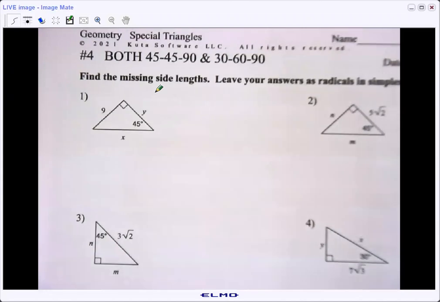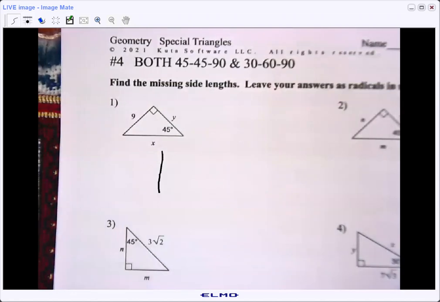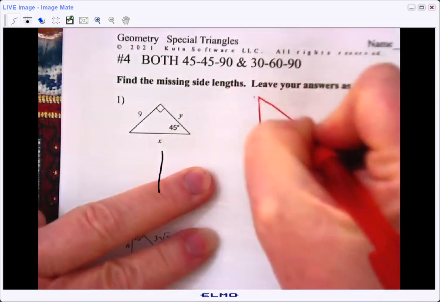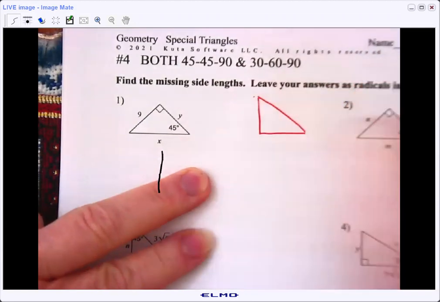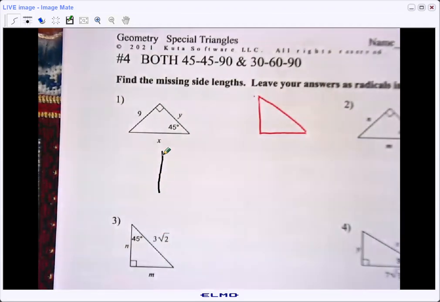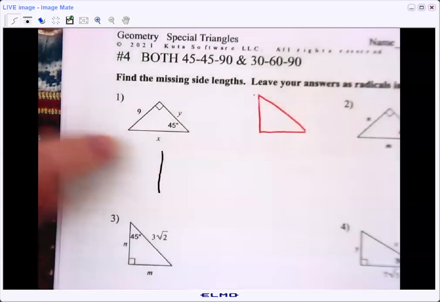Okay, so writing the 45, 45 triangle, let's put it here. It's a 45, 45.